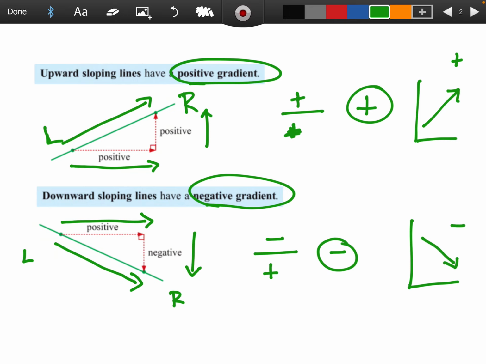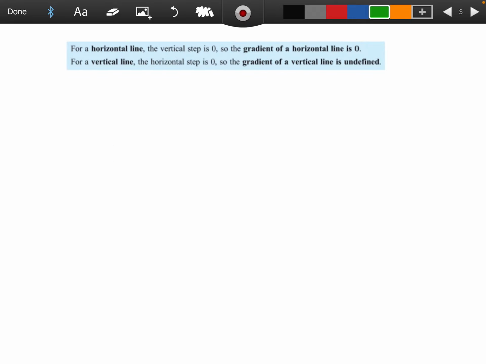You need a bit of a way of remembering it. You can always work it out and calculate it, but you need to make sure that you're reading these lines left to right. That's really key.